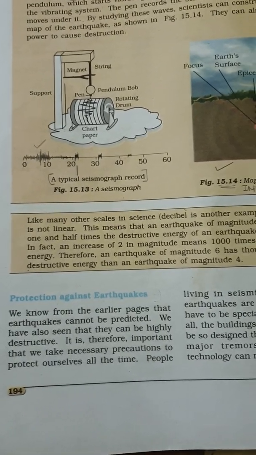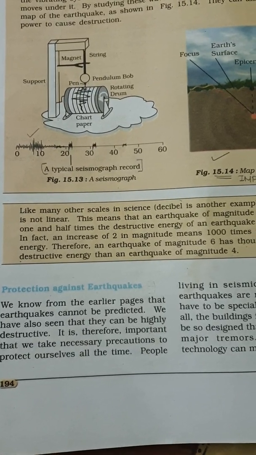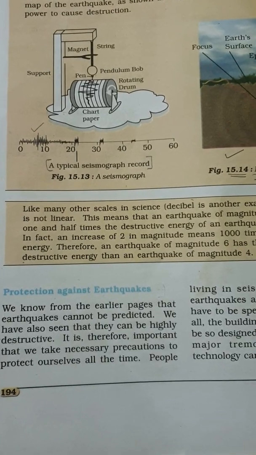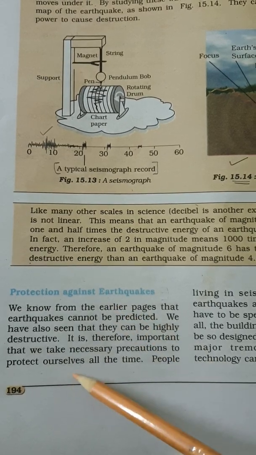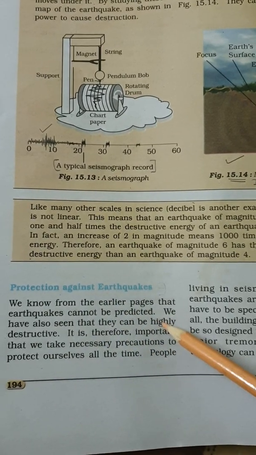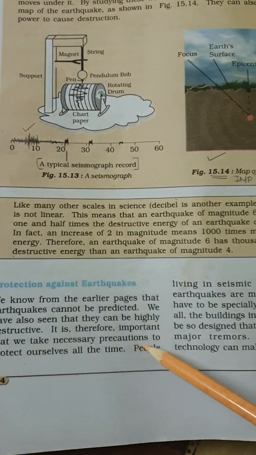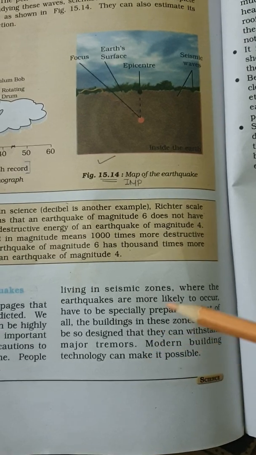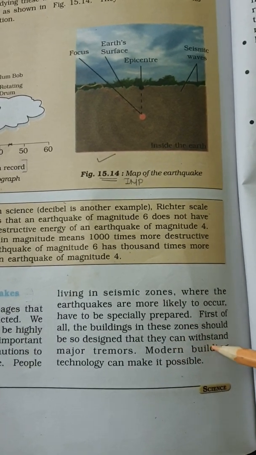Now, we cannot predict when an earthquake will occur. So it's important to know about the protection against earthquakes. We know from the earlier pages that earthquakes cannot be predicted. We have also seen that they are highly destructive. So it's important that we take necessary precautions to protect ourselves all the time, especially people living in the seismic zones where earthquakes are more likely to occur.